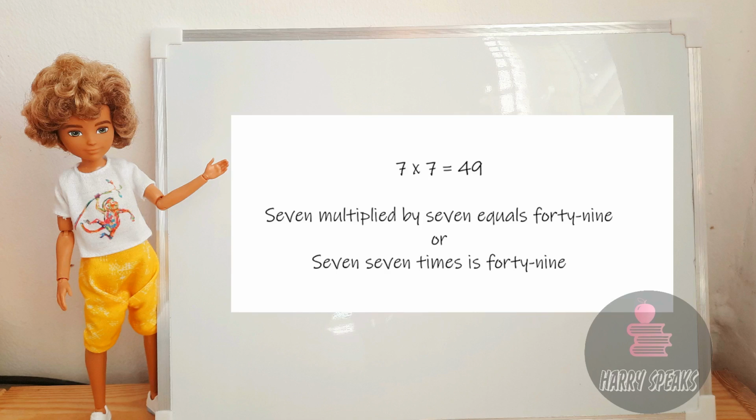7 multiplied by 7 equals 49, or 7 times 7 is 49.